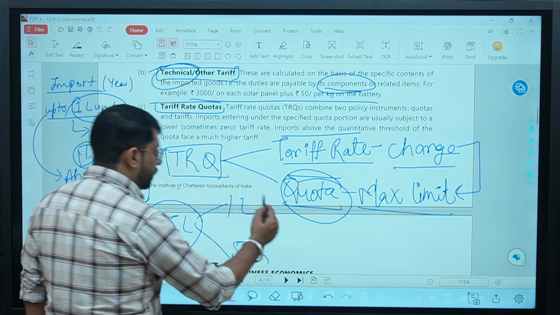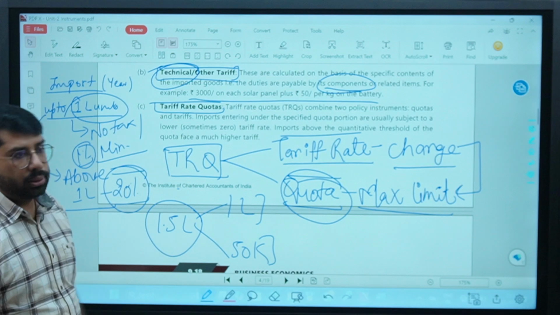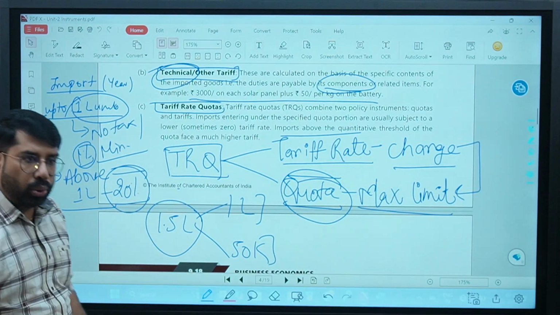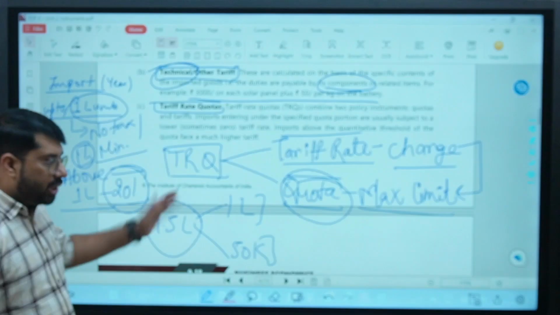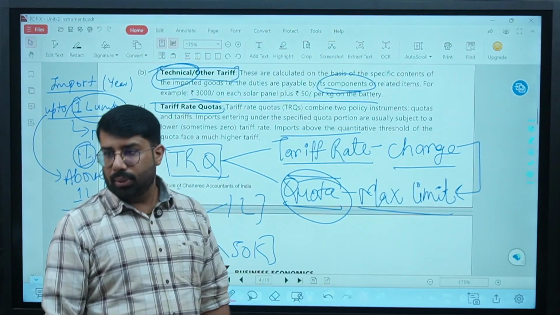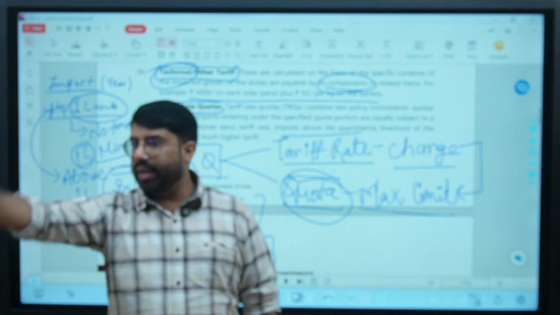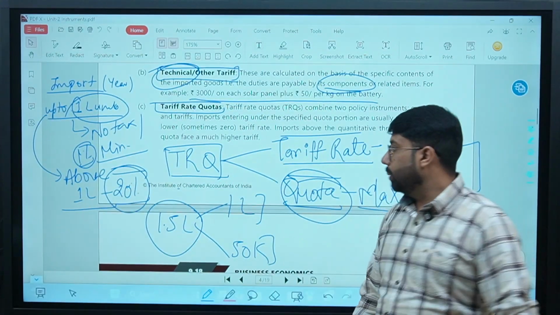Generally, it will work like this. Up to 1 lakh, no tax or very minimum tax, like say 1%. And for excess units above 1 lakh, you have to pay a very high tax. Are you clear with this thing? Everybody, yes? This side? Correct? This side? Sure.